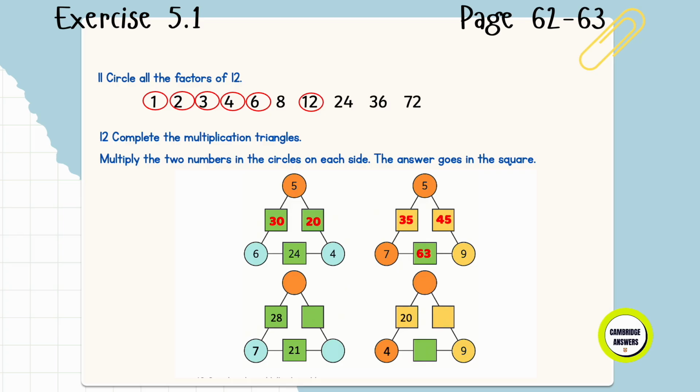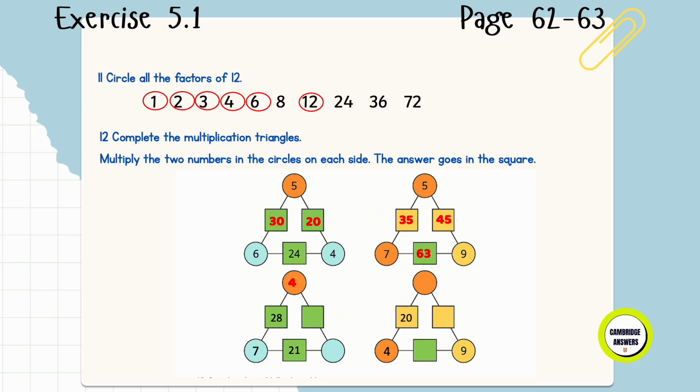Triangle 3. All right, time for some detective work. Only 3 numbers are given this time. Left box, 28. Bottom left circle, 7. Bottom box, 21. Let's find the missing numbers. First up, the left box. What times 7 equals 28? That's right. 4 times 7 is 28. So our missing top circle is 4.